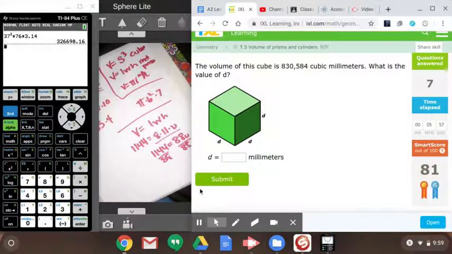I like this one, but I'm going to run out of time. So you would do the cube root of that, but we're going to run out.